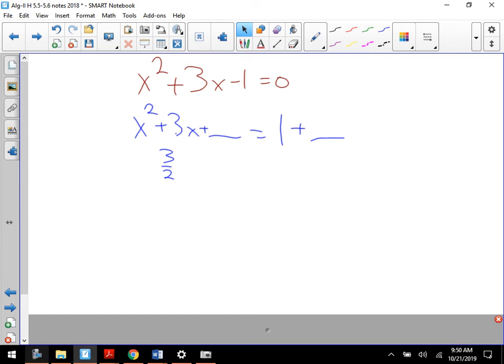I would leave it like that because now this is half of 3. That drops into here. If I square that, when you square a fraction, you're squaring both the numerator and the denominator. What's 3 squared? What's 2 squared? 4. So I'm adding 9/4 to both sides. Okay? Now you're on the other side there. What's 1 plus 9/4? Well, isn't 1 the same thing as 4/4? What's 9 plus 4? 13/4.